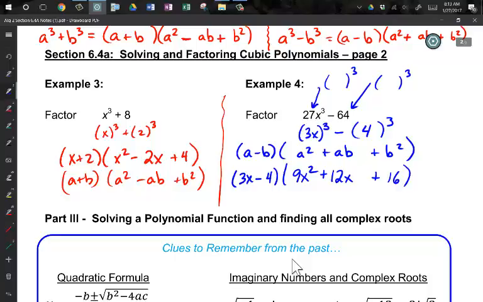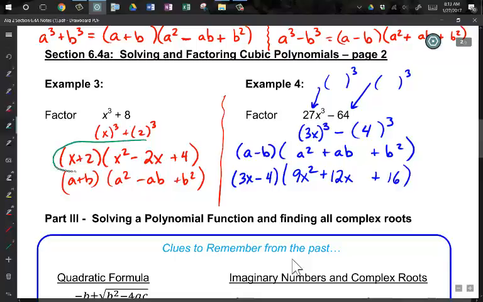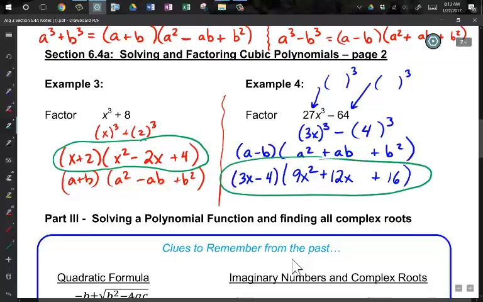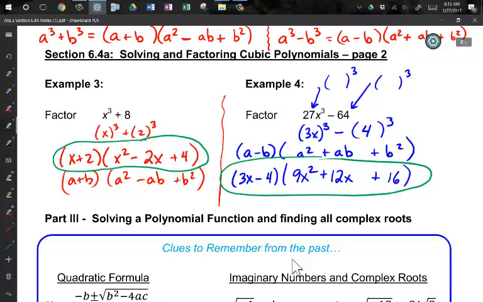Okay, so obviously those are our 2 answers. We'll circle them in green. There's our first one, and there's our second one. So, factoring perfect cubes. Hopefully that's pretty straightforward.